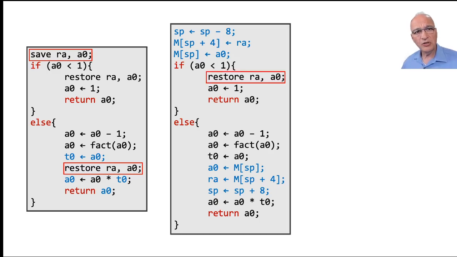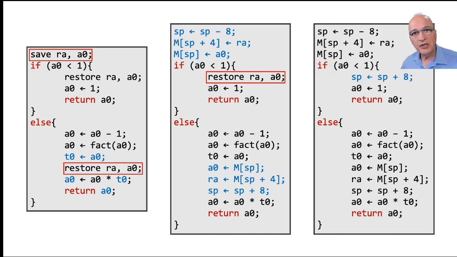There is another restore statement where I should be restoring the value of RA and A0. However, if I analyze this code, I haven't done anything other than testing the value of A0 when I get to that point. Therefore, I do not need to do anything to restore the values because the values have not changed. I have, however, to move the stack pointer back to where it should be. Therefore, that restore statement can be replaced by simply sp receives the value of sp plus 8.